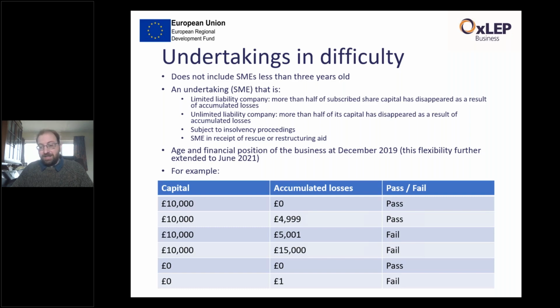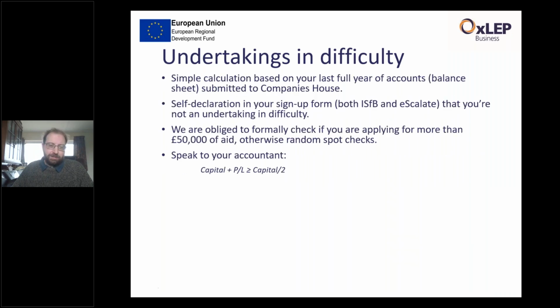They've recently extended this flexibility through to June 2021, and it would not be a huge surprise if it's extended further beyond that. But for applicants who are going to receive grants in this round and the next round, you don't need to worry about that if you pass the test or were less than 3 years old at December 2019. So the next slide then is a slightly more technical explanation.